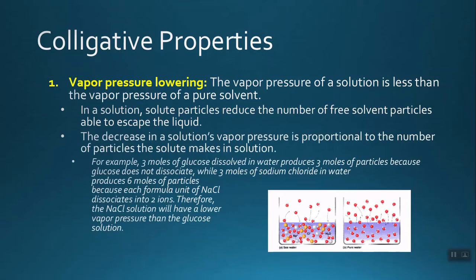So for example, 3 moles of glucose dissolved in water produces 3 moles of particles because glucose doesn't dissociate, it's covalent. While 3 moles of sodium chloride in water produces 6 moles of particles because of the sodium ion and the chloride ion. If you have 3 moles of sodium chloride, you're going to make 6 moles total of ions. Therefore, the sodium chloride solution will have a lower vapor pressure than the glucose solution. And again, this is going to be a lower vapor pressure than just pure water.